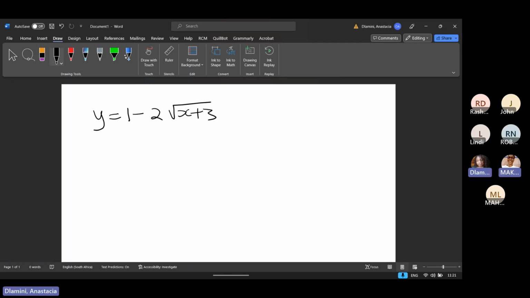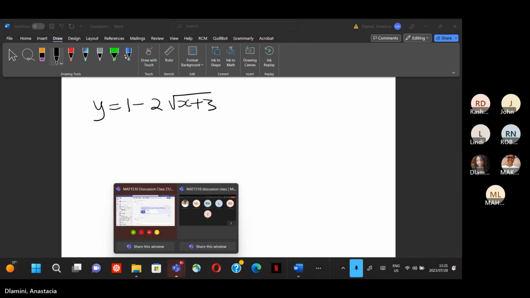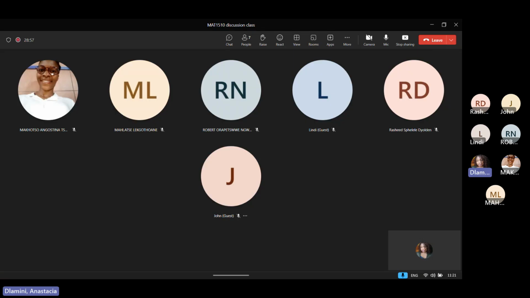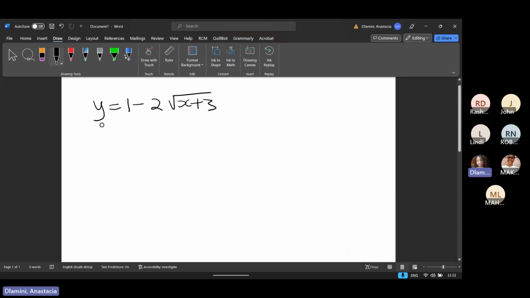We start with our mother graph, which is y is equal to square root of x. Thank you. That's where I started. I said before you start with your transformations, you start with the parent or the mother function. That's what I said, right?